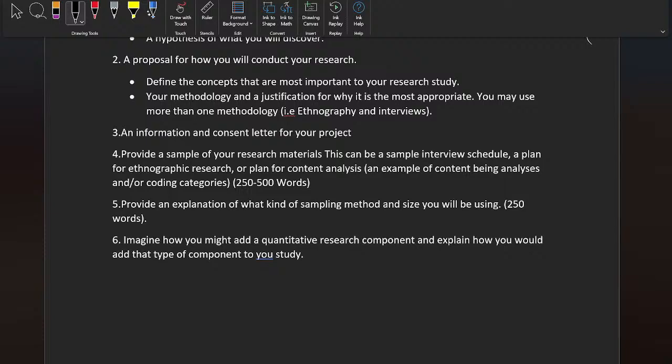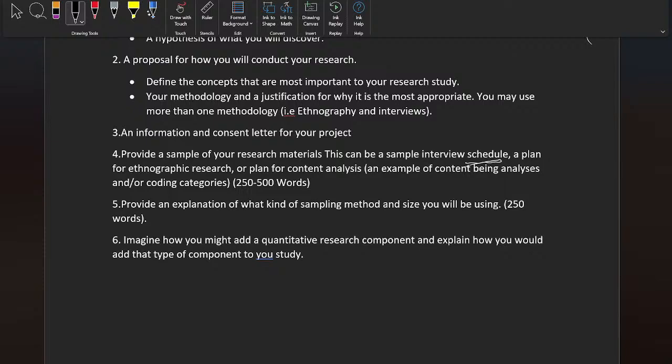So for the sample of research materials, can this just be interview questions? Yes. Oh, and we have here interview schedule. I should highlight this just very quickly. An interview schedule is just, and I should change the wording, I keep forgetting to do it, that means like your interview guide, right? Or your sample interview questions.